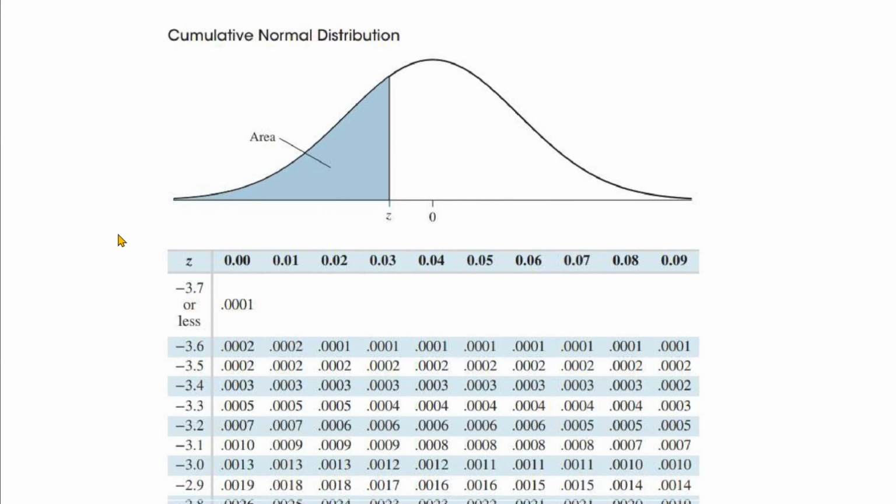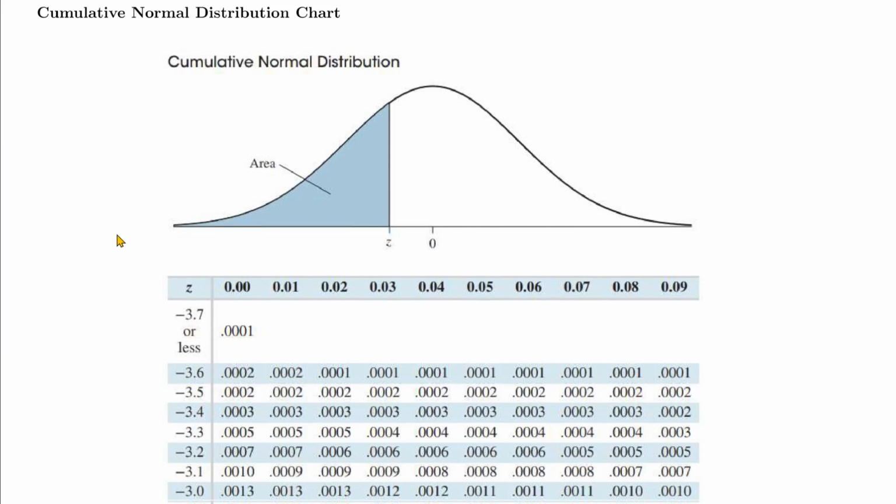Now this chart is extremely important for all of our future problems. I encourage you to print this out. If you only print out a few things for the course, make sure this is one of them. You don't want to just be looking at a digital copy.